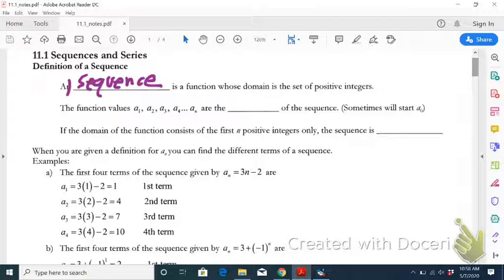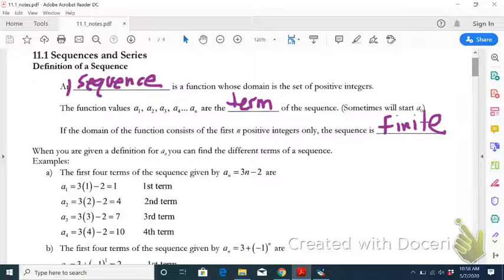All right. The values a1, a2, a3, a4, all the way to the nth term are called, well, I gave it away, the terms of the sequence. So we say like the first term, second term, third term. And if the domain of the function only consists of the first n positive integers only, so not all the positive integers, just a certain amount of them, it's called a finite sequence. So infinite sequences go on forever. Finite sequences have a specific amount of terms.